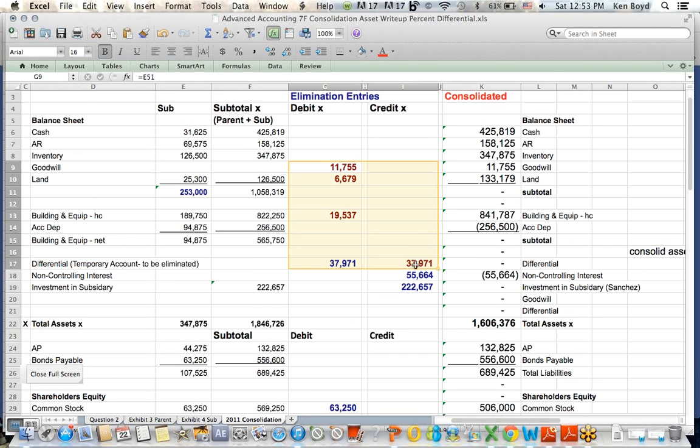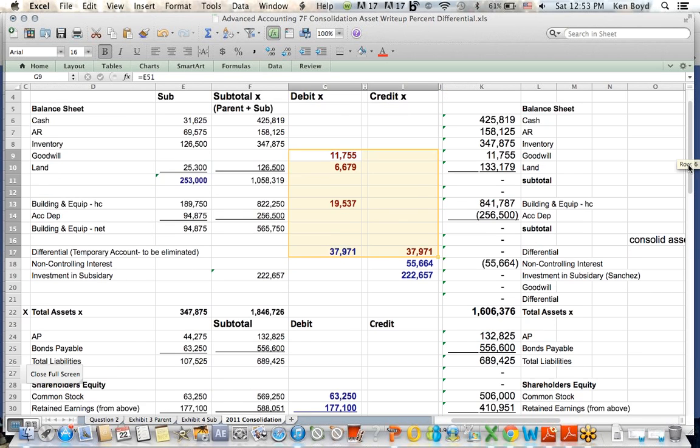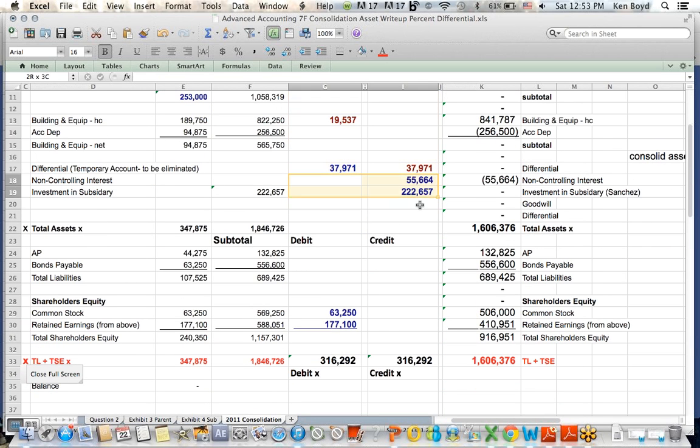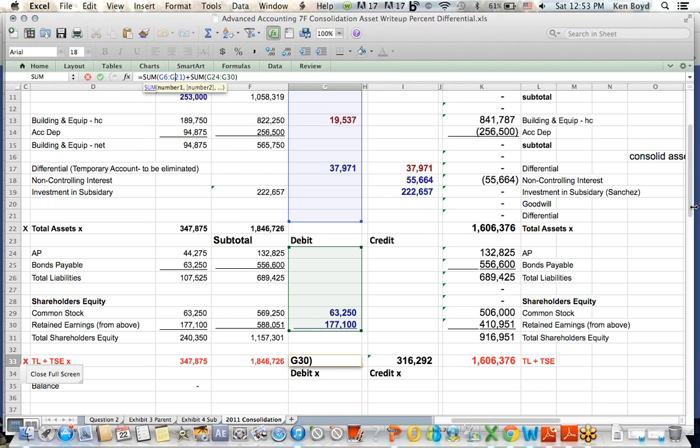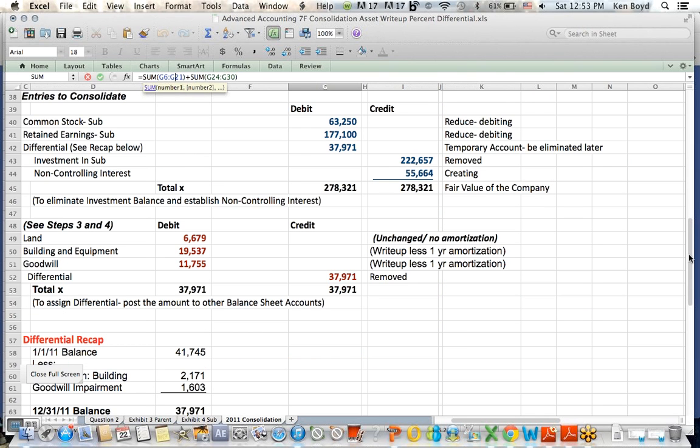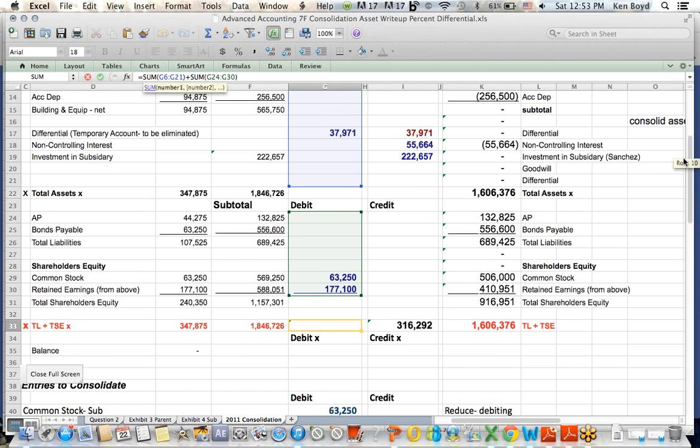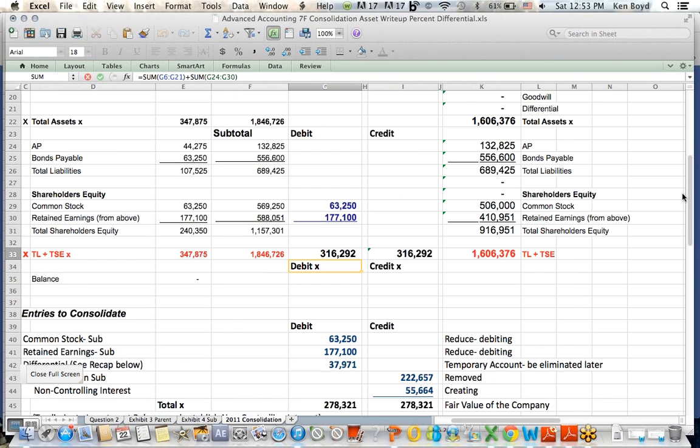One thing I would suggest when you roll forward this consolidation is you'll notice how I put some of the entries in brown, the elimination entries in brown, debit credit, I put the other elimination entry in blue. I added up the total debits and total credits to make sure that everything balanced. There's total debits, and here's total credits.